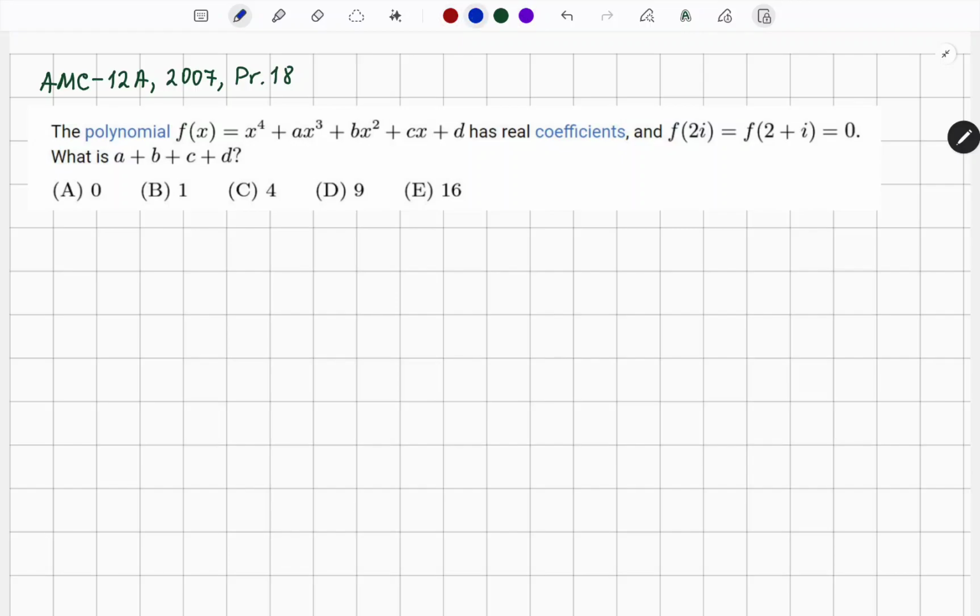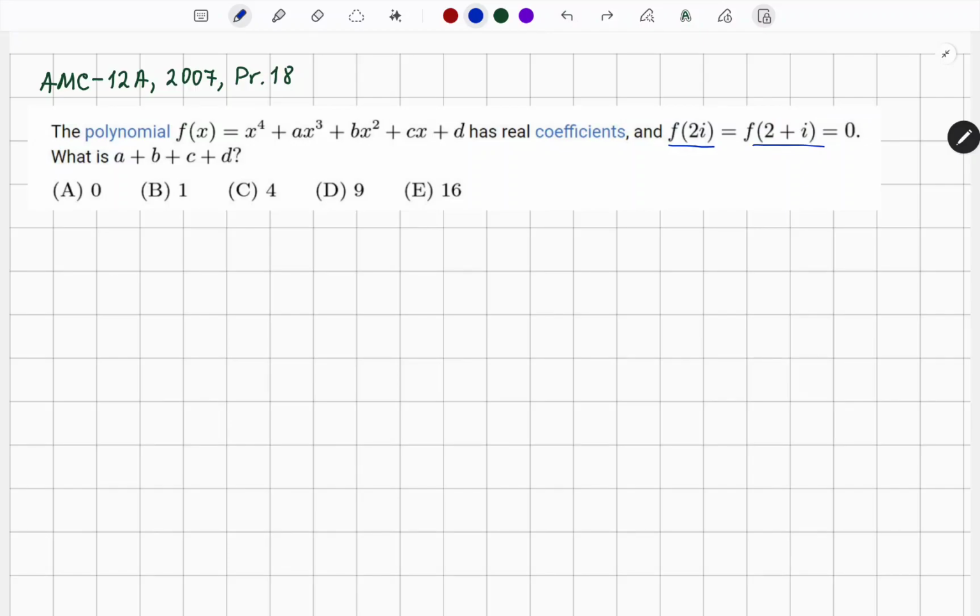Okay, so next problem, 2007, problem 18. It's polynomials. And f of x is a polynomial of 4th degree. It has real coefficients, and we have two roots of the polynomial. It's the pure imaginary 2i and the complex 2 plus i. So what is a plus b plus c plus d?